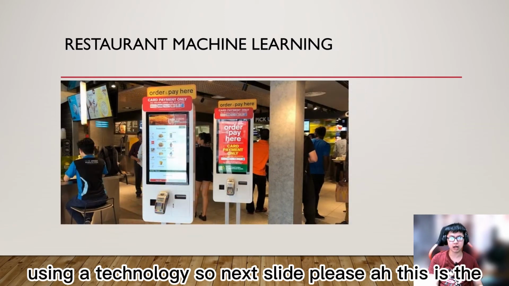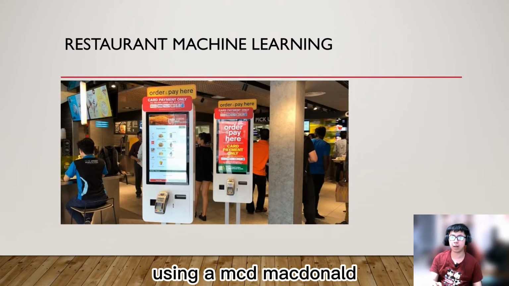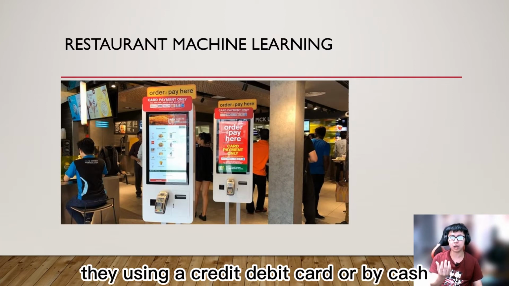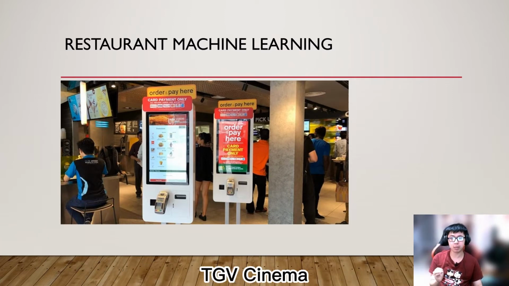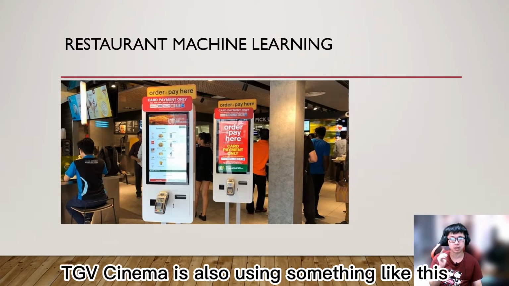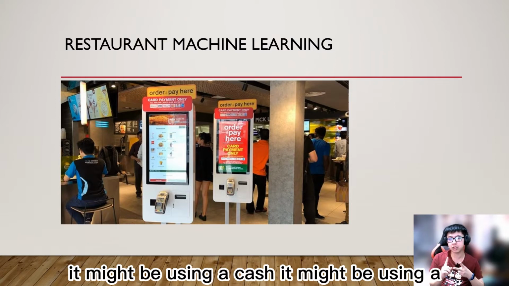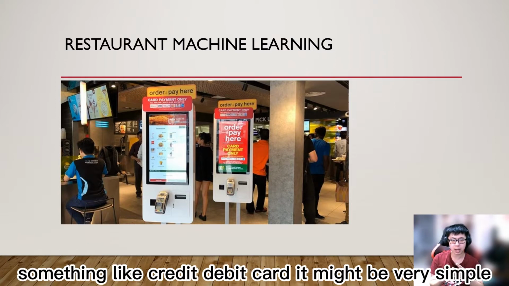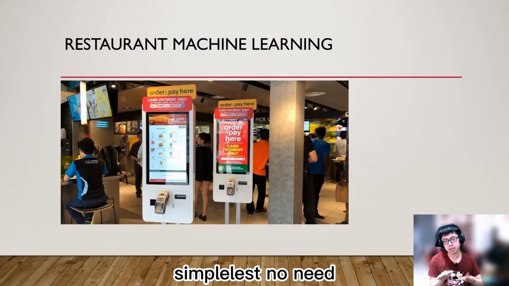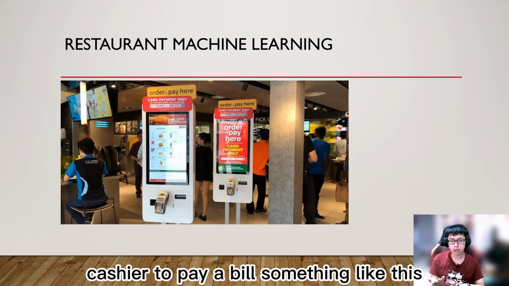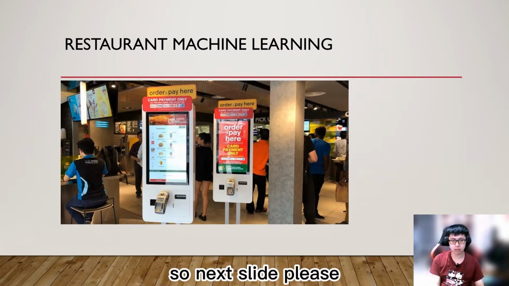Next slide please. This is McDonald's. You use a credit or debit card or cash, something like CGV cinema. CGV cinema also uses something like this. It might be touch and go, it might be cash, it might be a credit or debit card. It is very simple, with no need for a cashier to pay the bill. Something like this. Next slide please.